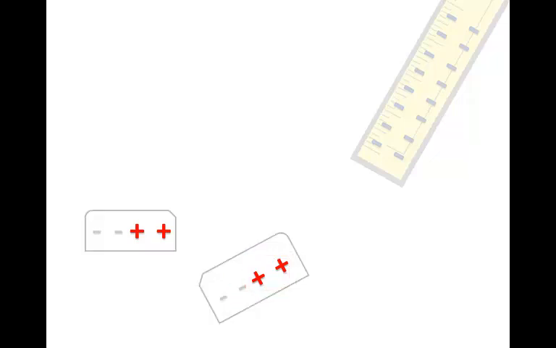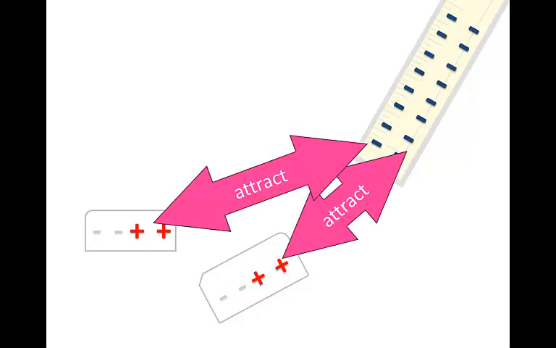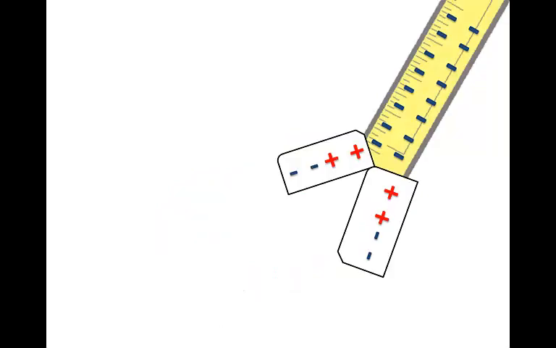The positive end of the pieces of paper are attracted to the negative ruler. And since they are closer to the ruler than the negatives in the paper, they are attracted to the ruler stronger than the negatives are repelled. And so there's an overall attraction between the neutral pieces of paper and the charged ruler. And that makes the pieces of paper stick to the ruler. Let's take another example to understand this even better.